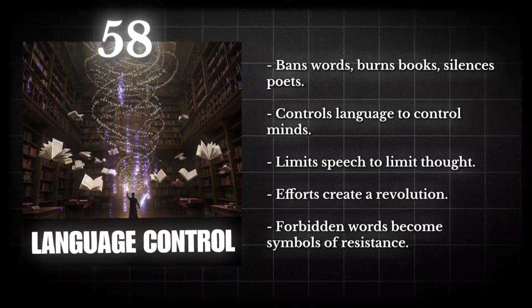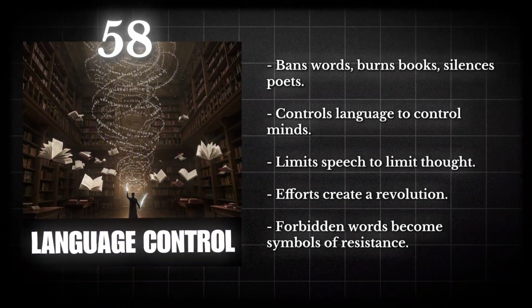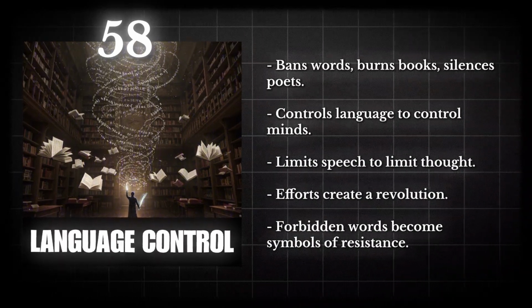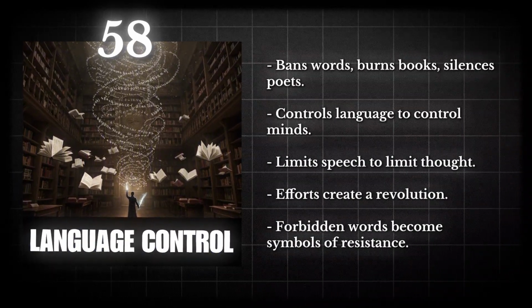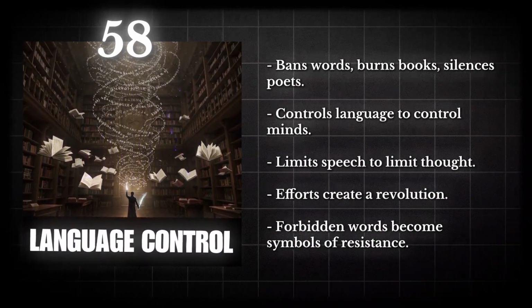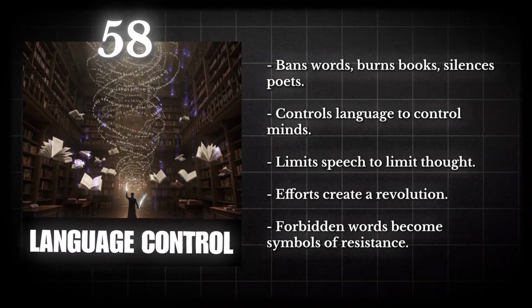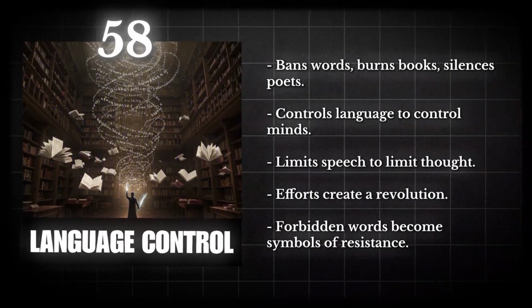58. Language control. The villain bans words, burns books, and silences poets. For them, controlling language means controlling minds. They believe that by limiting what people say, they can limit what people think. But their efforts to enforce control only create a revolution. Forbidden words now become symbols of resistance.